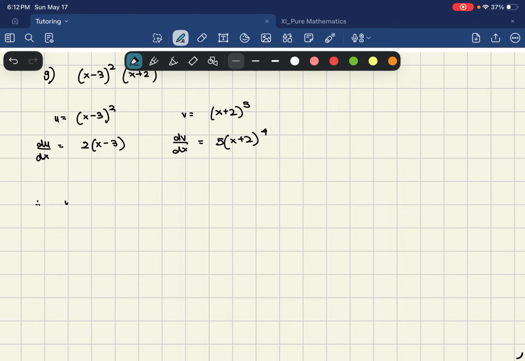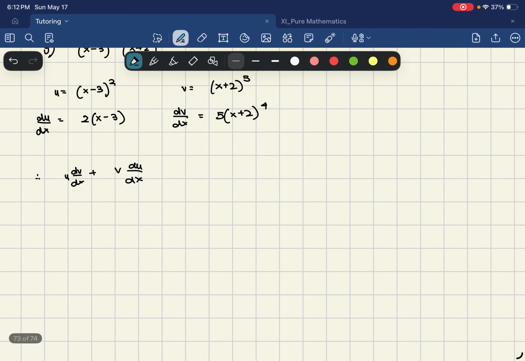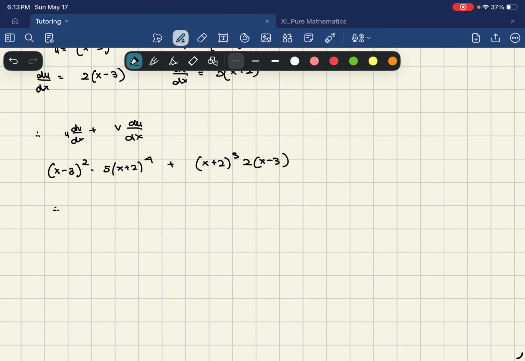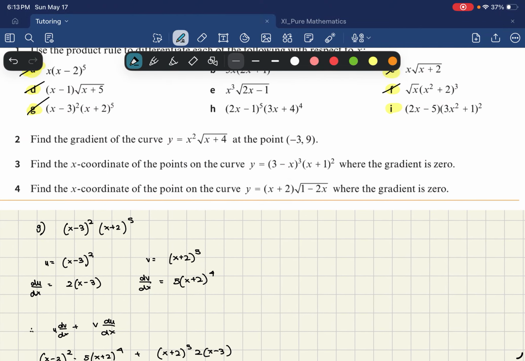Alright, so now your solution is u dv by dx plus v du by dx, right? So finally, you get your answer: 5(x minus 3) squared (x plus 2) to the power 4 plus 2(x minus 3)(x plus 2) to the power 5. That is your solution for G.